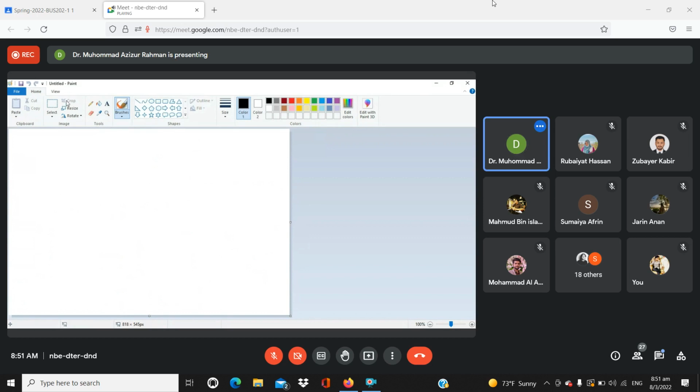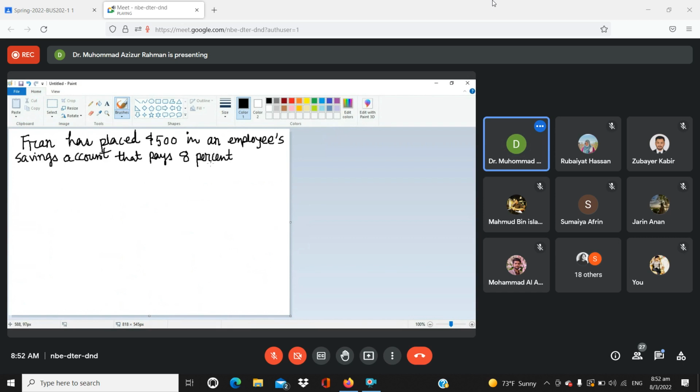So let's do one more exercise problem. Someone's friend has placed $500 in an employee savings account that pays 8% simple interest.